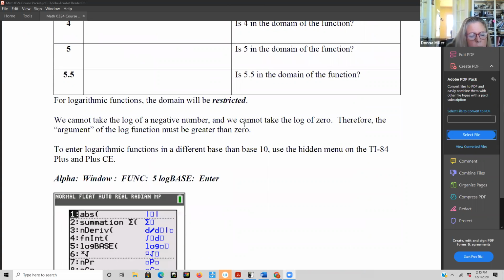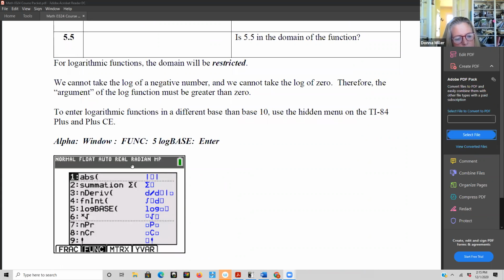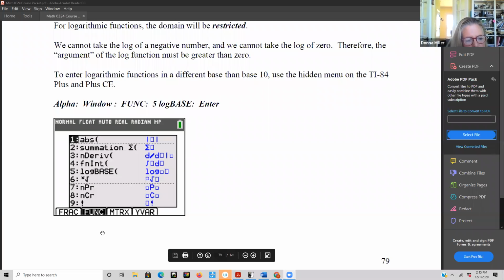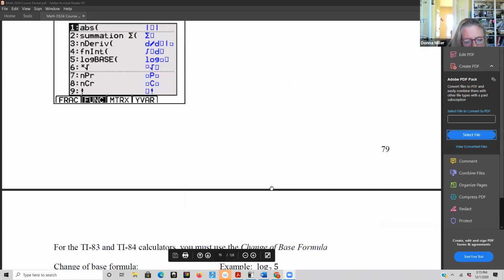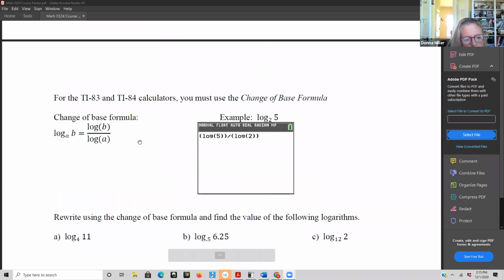So you can't take the log of a negative number, which I've been telling you, and you can't take the log of 0. So we talked about different bases. You can take different bases with the alpha F2, like we talked about, and do the log base. Change of base formula.